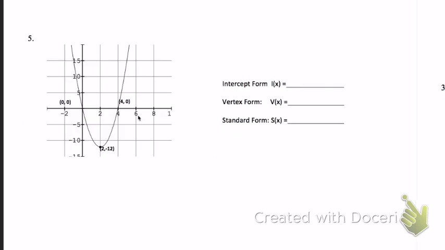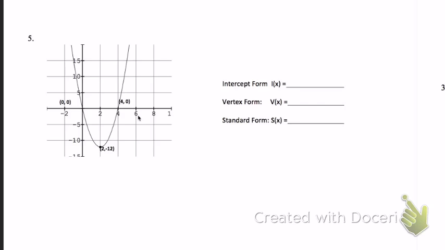So number 5, it's giving you a graph, and it wants you to write it in all 3 forms. You can start with any of them. My suggestion would be to probably start with either intercept or vertex. Writing it in standard form first is almost nearly impossible, unless you want to do the -b over 2a thing, which takes a while. So you can either start with intercept or vertex.